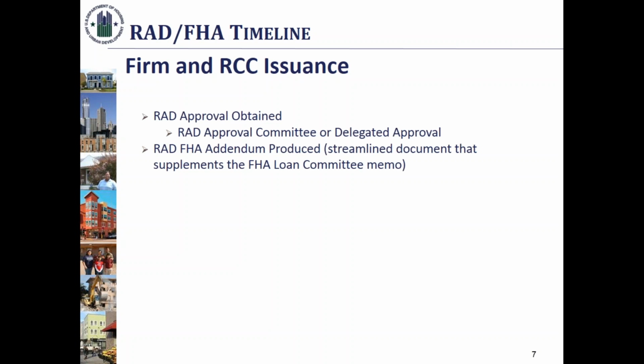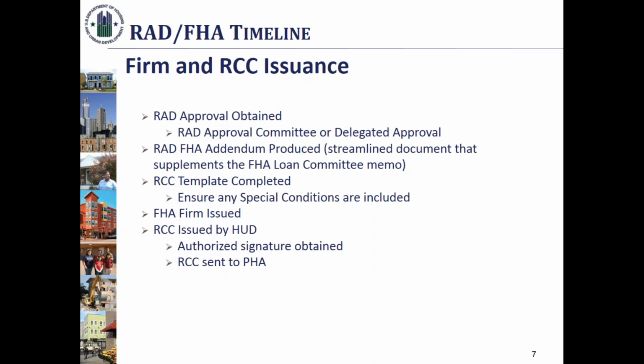I think this is really just kind of a repeat of the chart, but I guess it doesn't hurt to repeat it because there's been a lot of confusion out there as to which comes first. So first we have the RAD Approval Committee or delegated approval. Then the RAD TM issues the FHA addendum, which basically says that the RAD committee or our division director has approved the RAD deal. Then the TM completes the RCC template. The FHA firm is issued. The RCC is issued by recap, and then the RCC is executed by the PHA and returned to HUD. At that point, the deal is set.